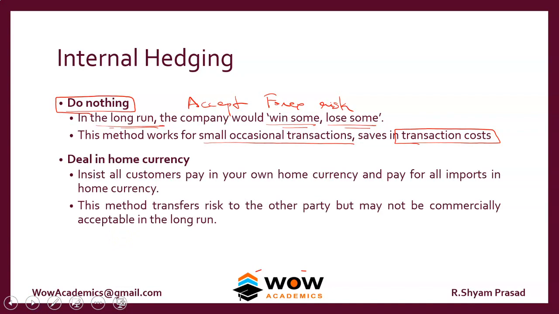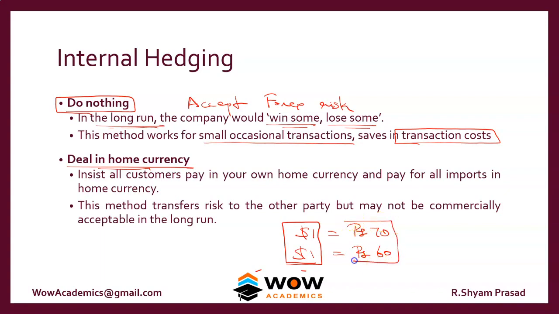The second one is to deal in your own currency. For example, you sell a good for $1 to a foreign company, and you feel that you will get 70 rupees. After a month, when the foreign company gives you $1, the rupee is at 60. So when you price in their terms only, the problem arises. Better, you can ask the foreign customer to pay you in your currency. If he has to pay you 70 rupees, irrespective of whatever the currency parity is, he will always pay you 70 rupees.